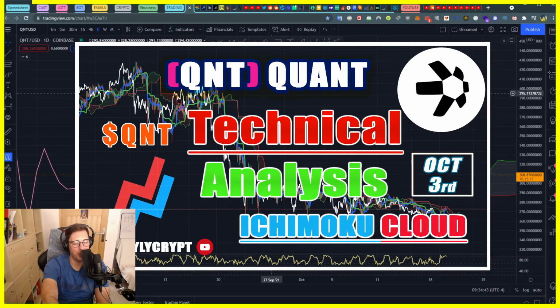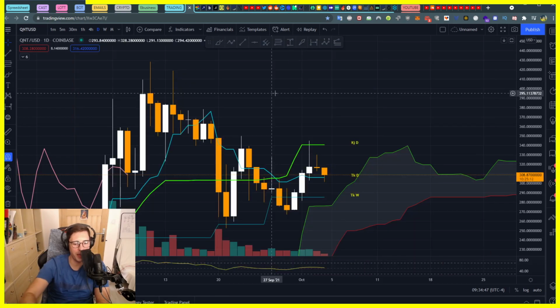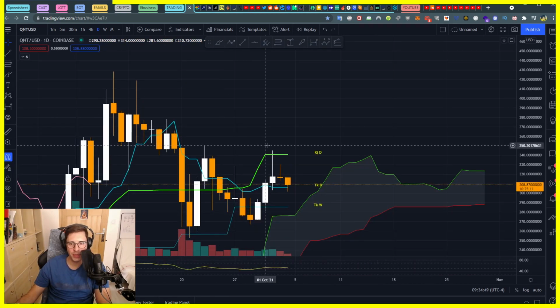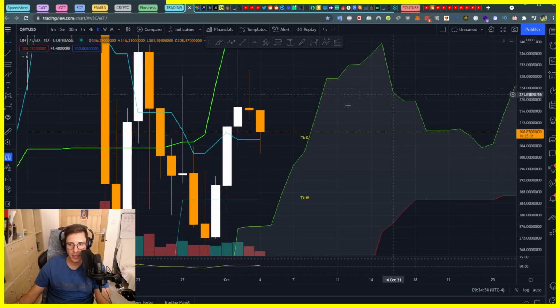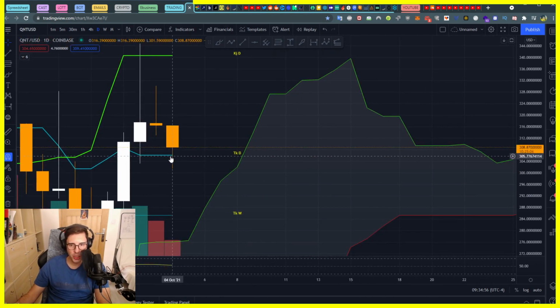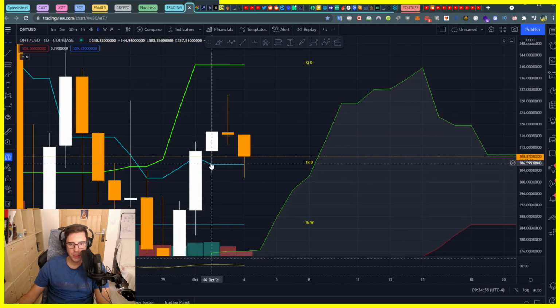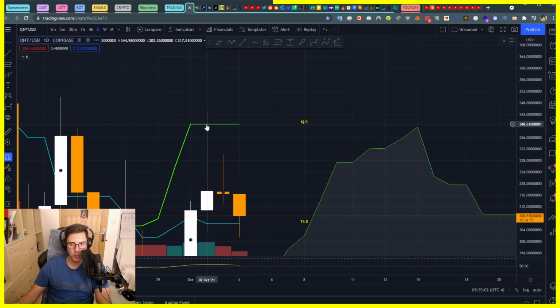Hey guys, I'm going to use Ichimoku Cloud within 3 minutes to do a technical analysis on QNT token. So let's go. Daily time frame right now. As you can see, we are ranging. What is interesting here is we touch our Tenkan daily. You can see the last time we did this was on the 2nd of October, and straight up we go up to the Kijun daily.